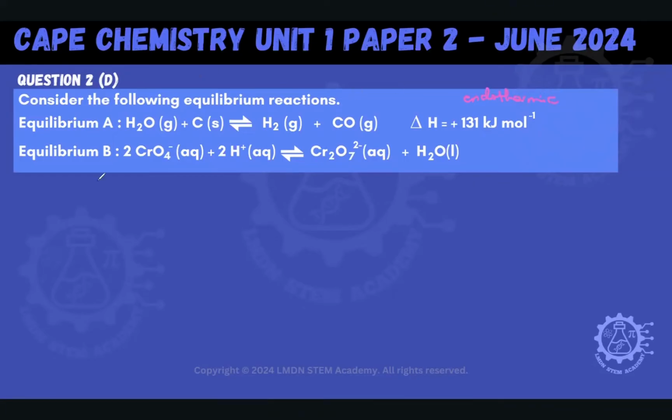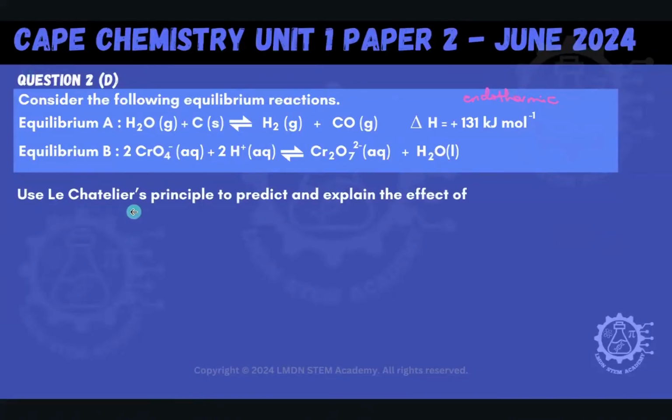And in equilibrium B, now we have 2 moles of these CrO4 2- ions reacting with 2 moles of H+ ions, and then that's equilibrated to give Cr2O7 2- aqueous and liquid water. Right, so those are the 2 equilibrium reactions that we're concerned about here. Okay, so let's go ahead now.